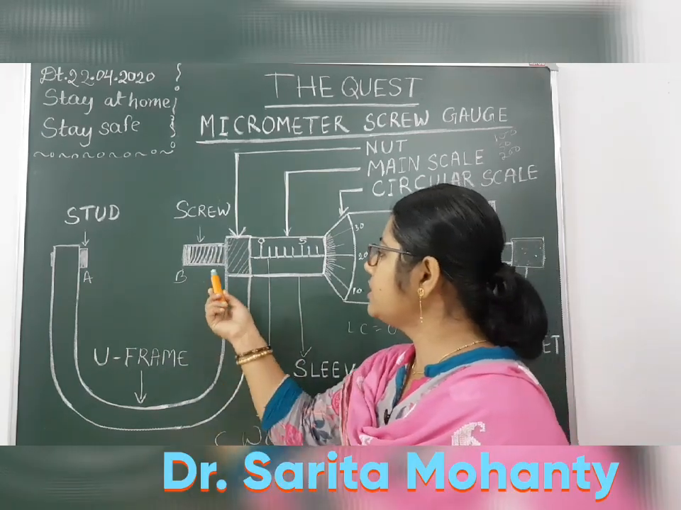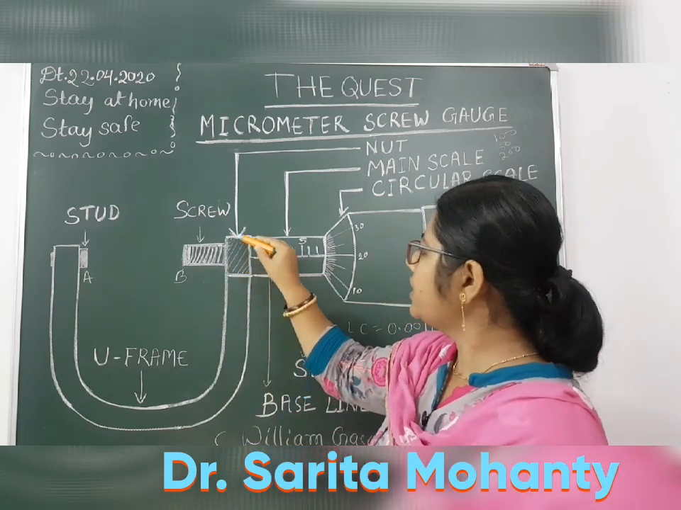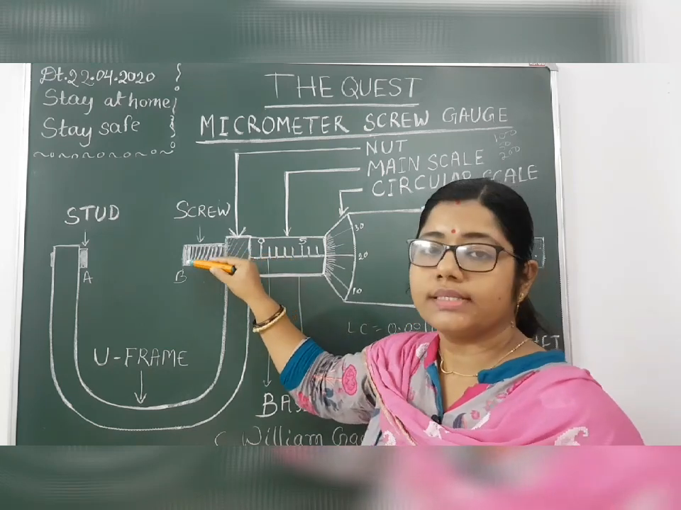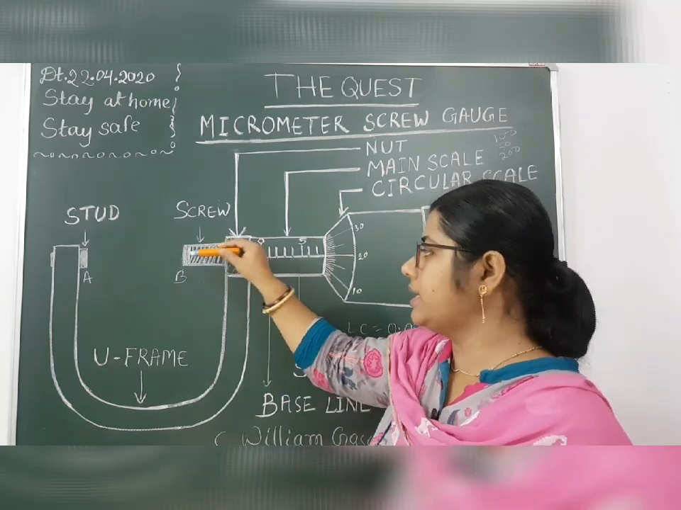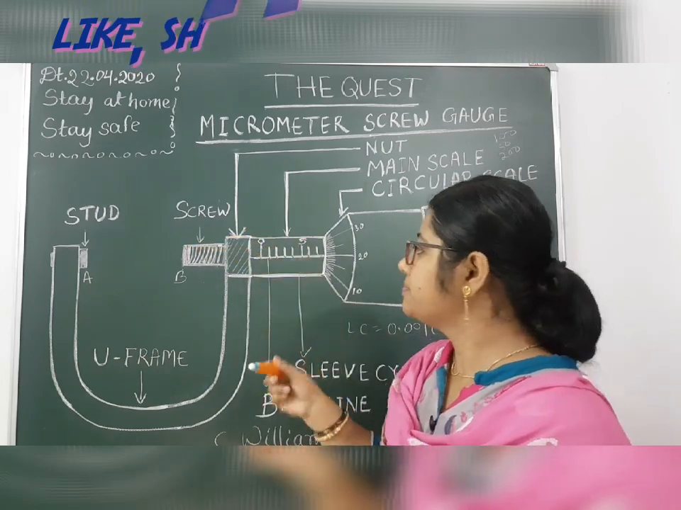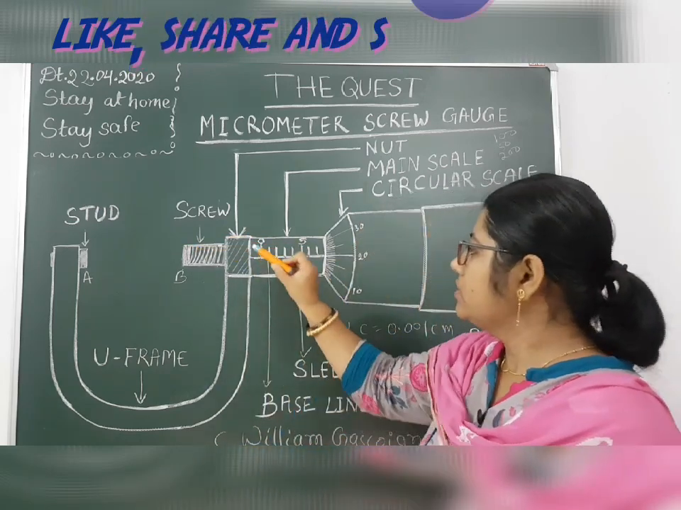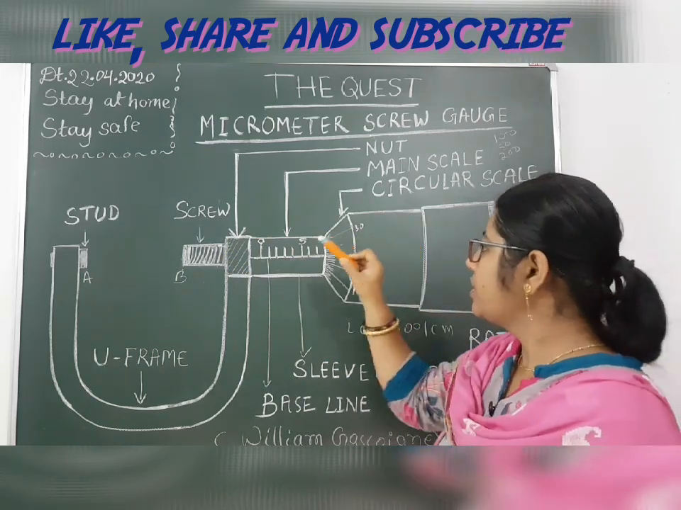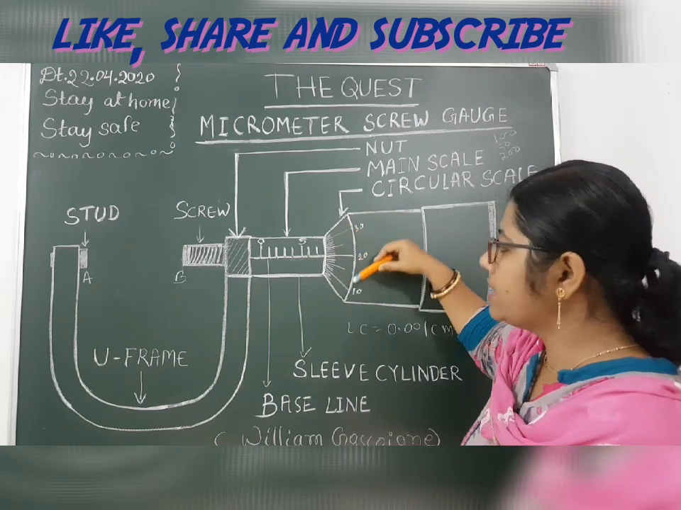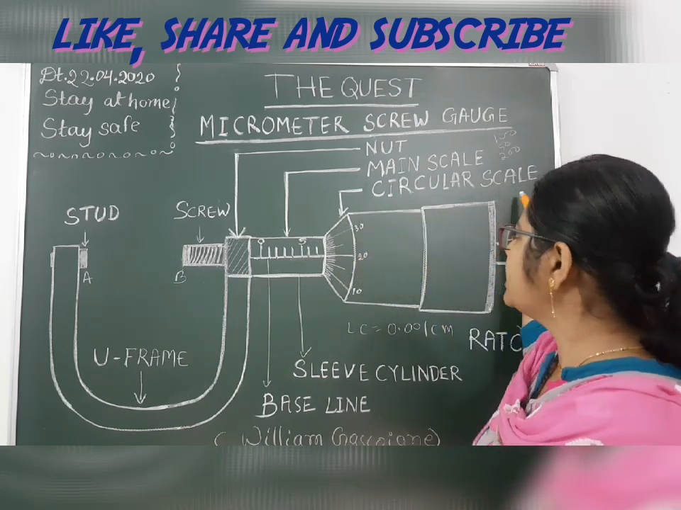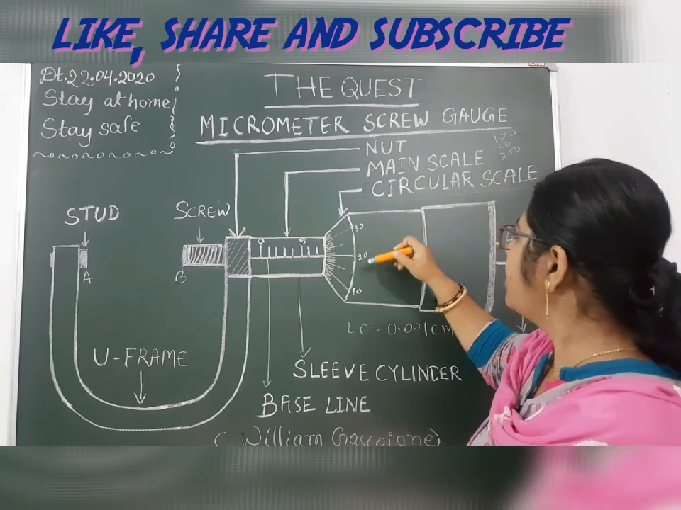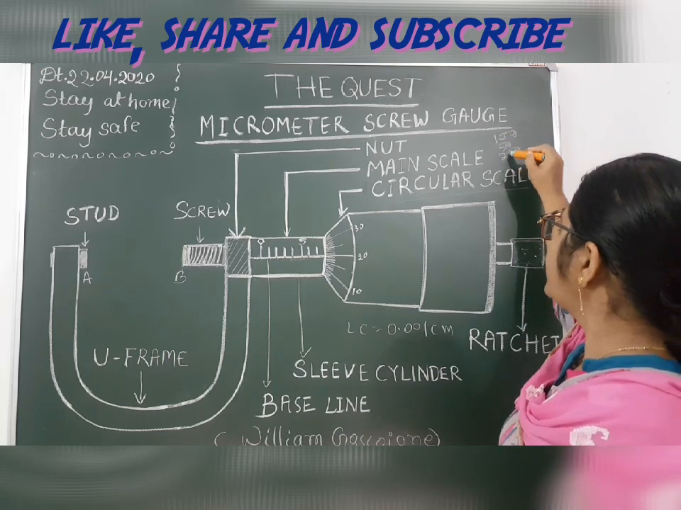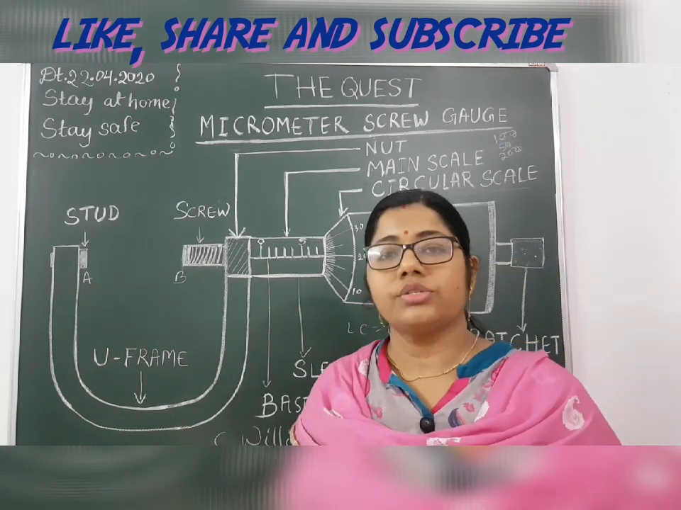Here we may note that the screw comes out of a nut which is threaded from inside, and the screw is threaded from outside. It rotates in and out of the nut. Now the screw is connected to a thimble cylinder which is graduated at its one end with the circular scale, which may have 100 divisions or 50 divisions or 200 divisions depending upon the construction of the screw gauge.